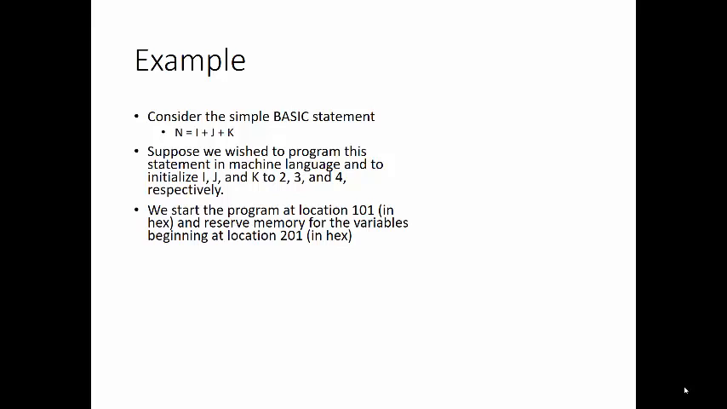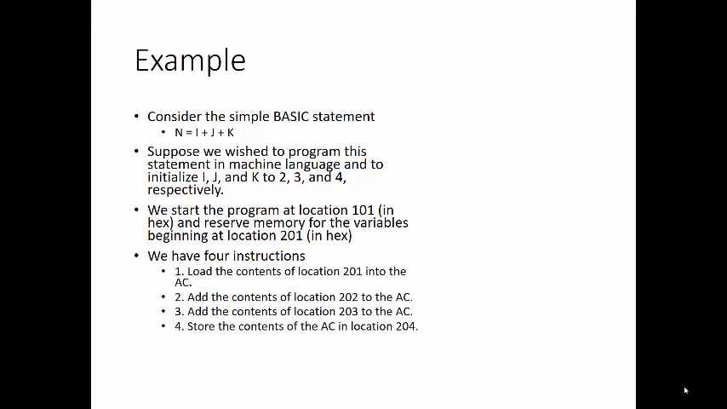We start the program at location 101 in hex and reserve memory for the variables beginning in location 201 in hex. We have 4 instructions. Load the contents of location 201 into the accumulator, add the contents of location 202 to the accumulator, add the contents of location 203 to the accumulator, and then store the contents of the accumulator in location 204.